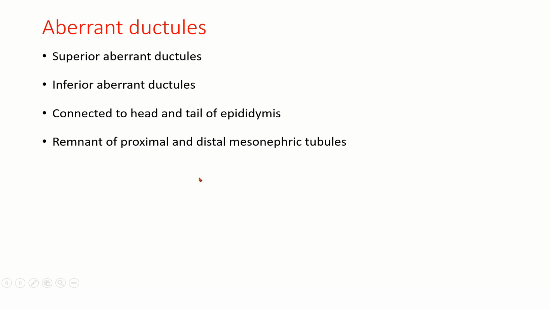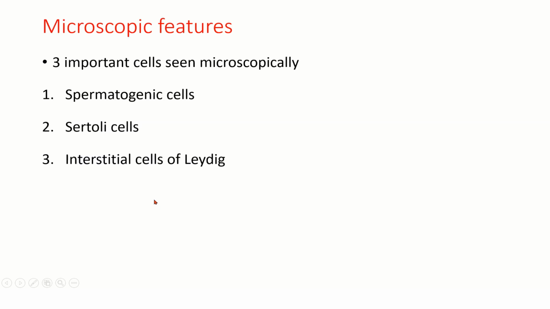In addition, there might be aberrant ductules, superior aberrant ductule and inferior aberrant ductule, connected to the head and tail of the epididymis respectively. So, remnants of proximal and distal mesonephric tubules.